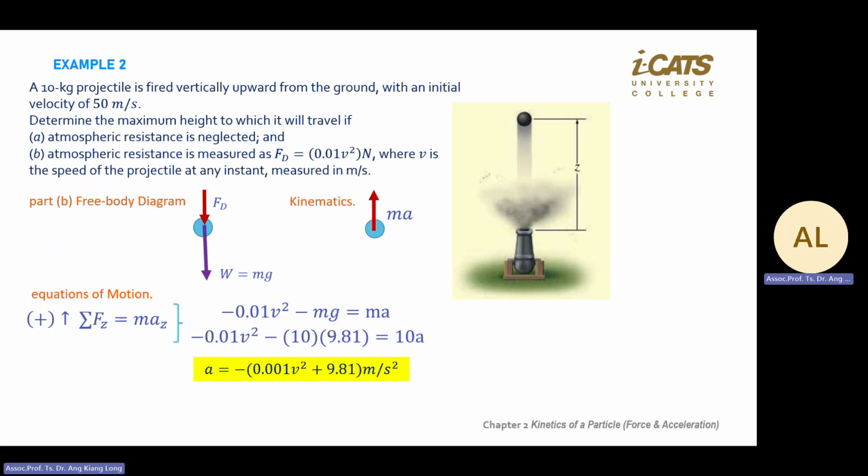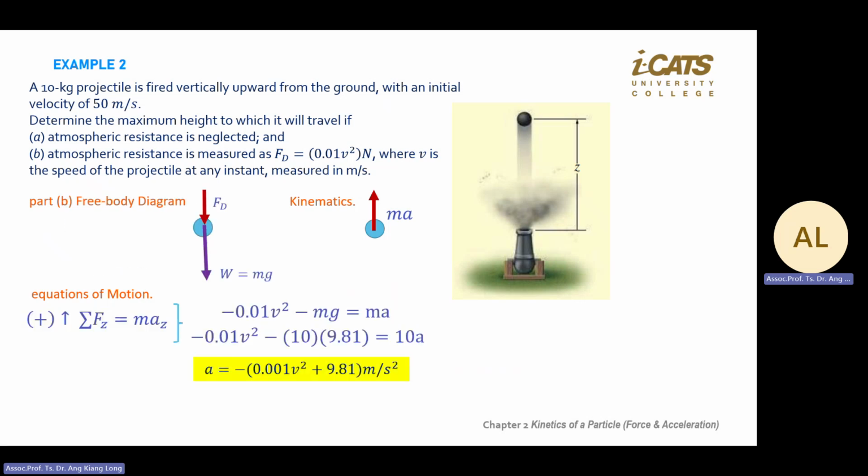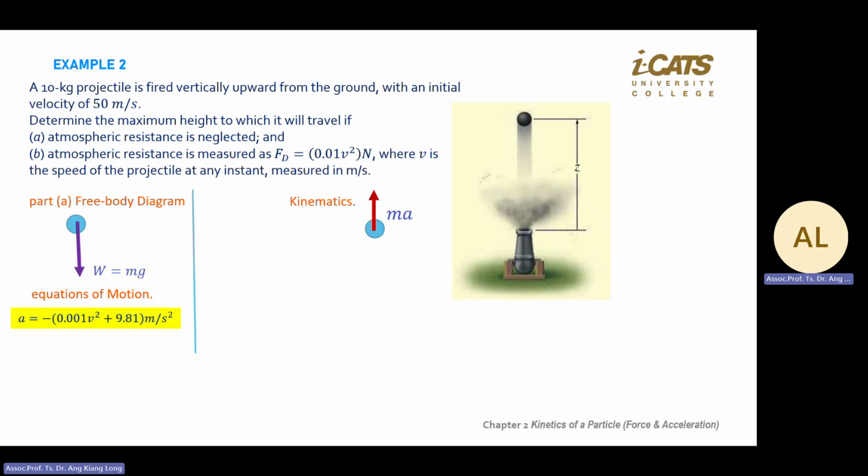So how? Once we arrive at this equation, A equal to minus something and something, it's not constant because you're having a quadratic equation here. So your acceleration is depending on the velocity. Acceleration A, inside the bracket there is a velocity term. A depends on velocity.